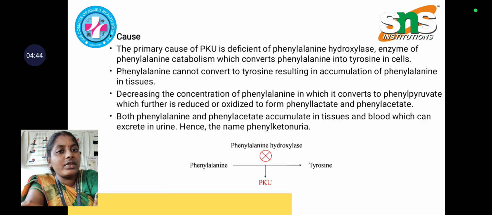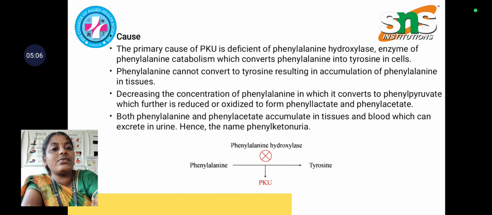Both phenylalanine and phenyl acetate accumulate in the tissues and blood, which can then be excreted in urine. So the excretion of phenylketones in urine is called phenylketonuria.